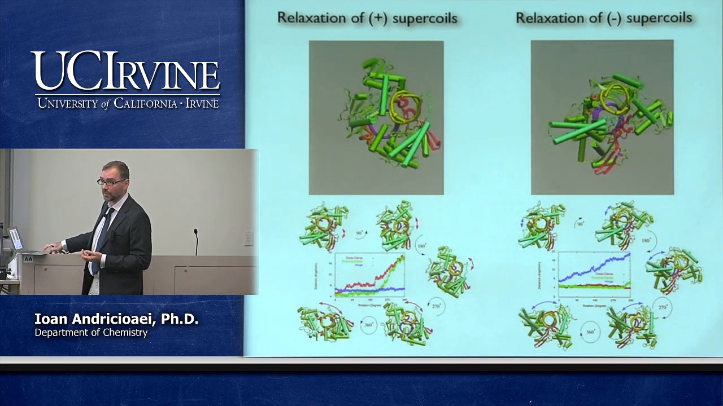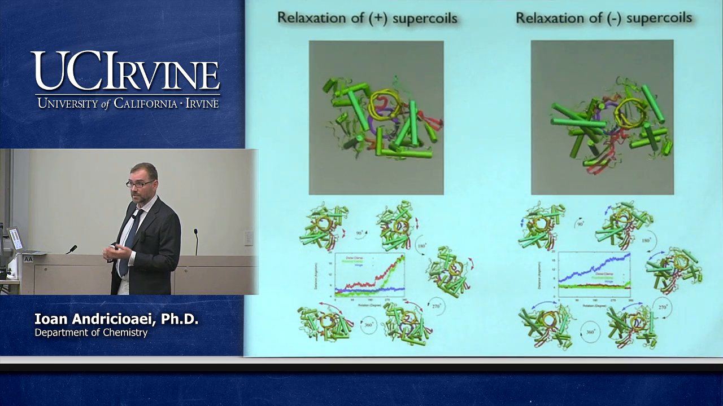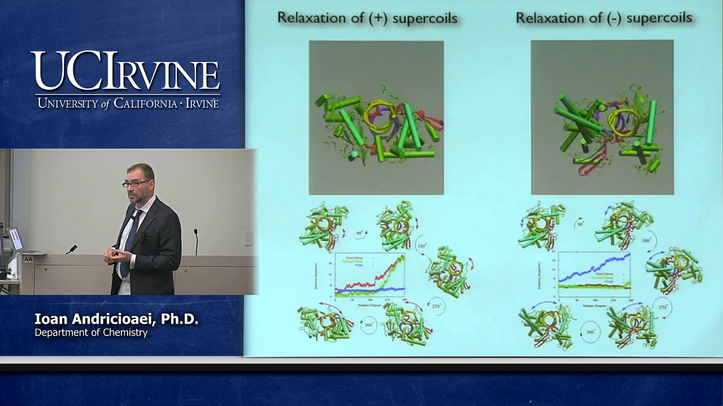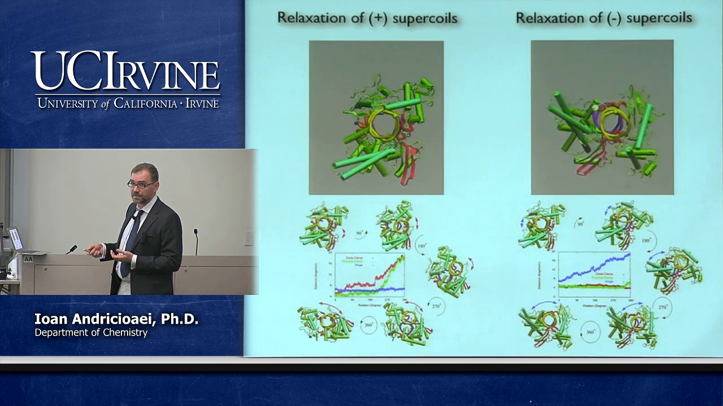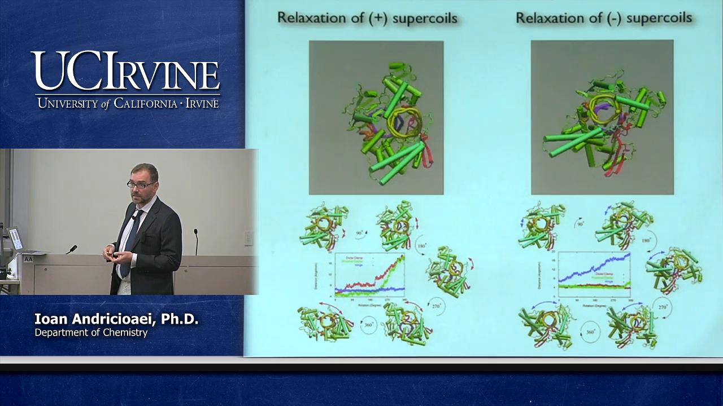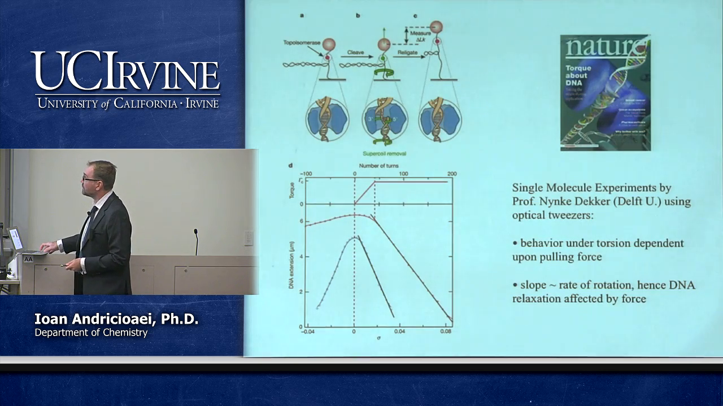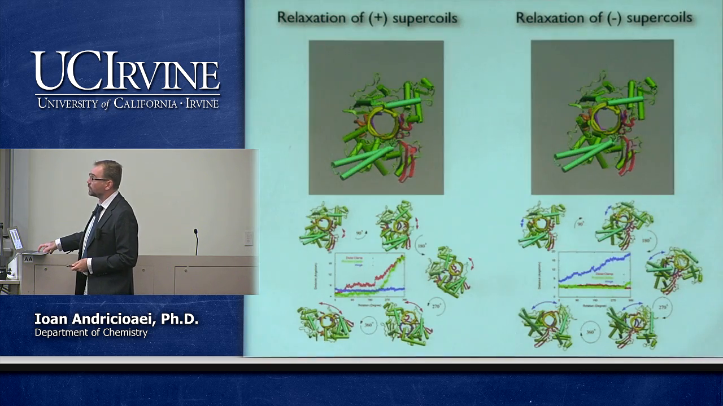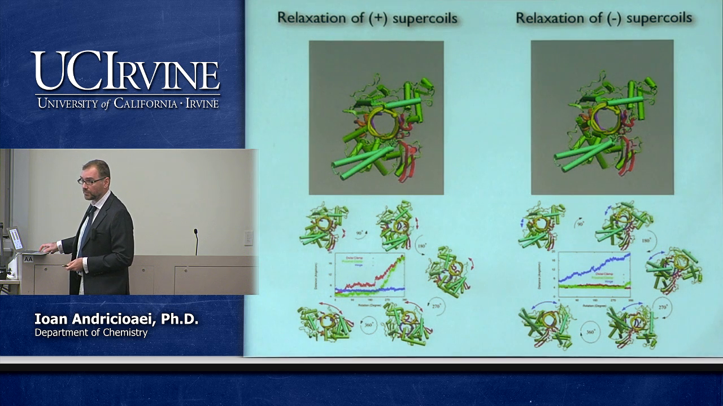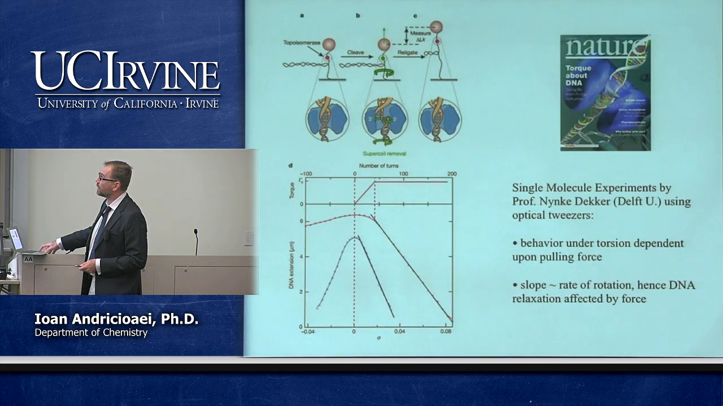And this is the kind of insight that simulations can give, because up to the point when we started to do this, people thought that the positive and negative supercoils are released similarly by the enzyme. And the calculation of the free energy profile showed differently. I'll return to that. But let me first tell you what the experiments are about.